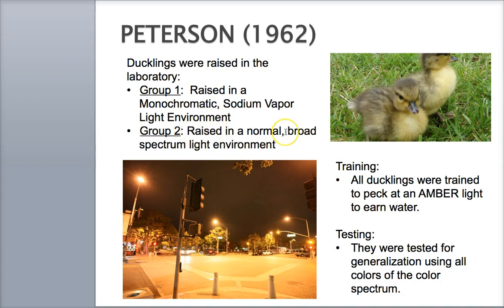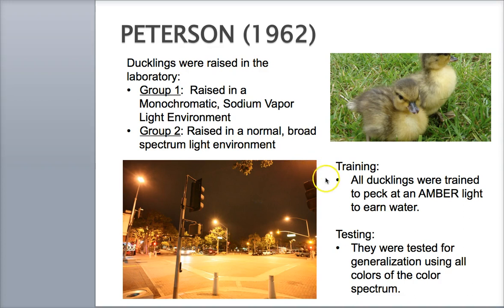Whereas group 2 is raised in just a normal broad spectrum light environment, they see all colors from the time they hatch. Well, once the ducklings are big enough, they're trained to peck at a key light to earn water. And of course, the color of the key light is amber. So the little ducklings in group 1 basically live in an amber environment, and when the key light lights up, it's amber colored, but they can see it light up, and they learn to peck at it for water. The other ducklings in group 2 see all different colors, but when the light comes on, it looks like a yellowish amber color, and so they peck when it comes on.